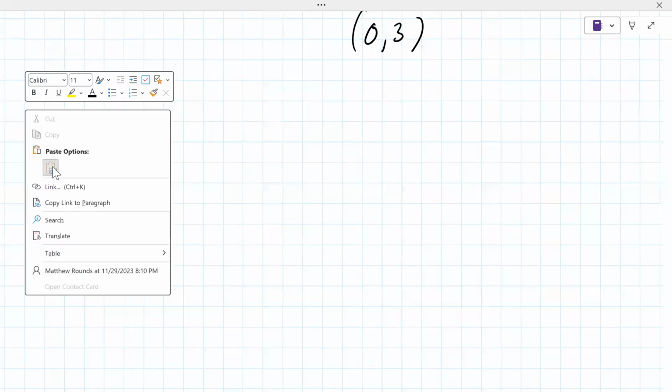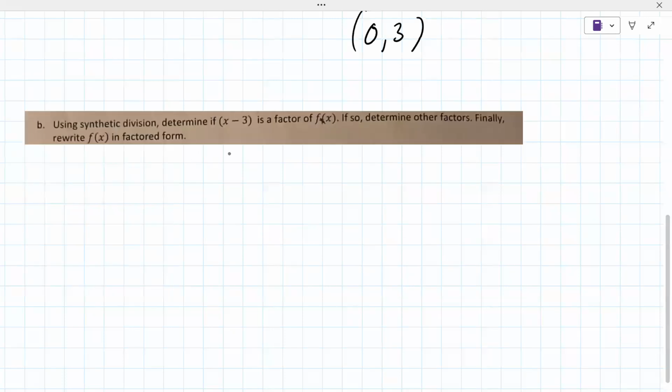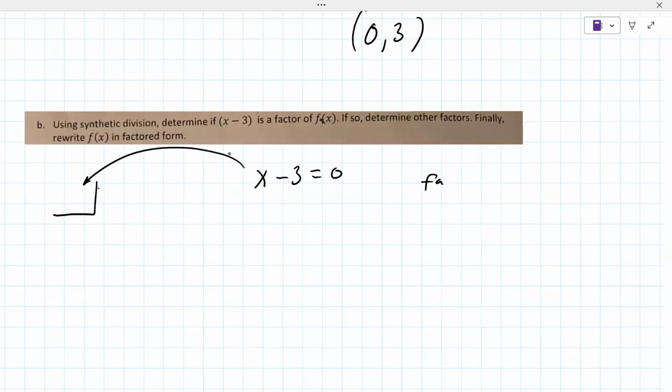It says you will use synthetic division. Now the number that goes in the box is the result of setting the factor equal to 0 and solving for x. So what would that be? What is x equal in this equation? x would be positive 3. All right, so that's what goes in the box here.